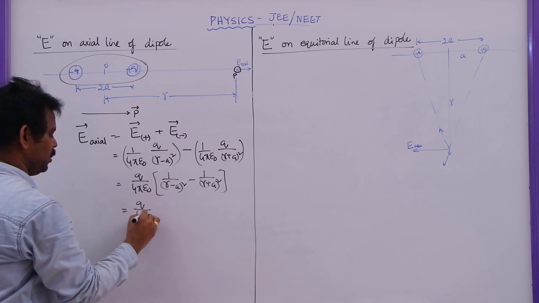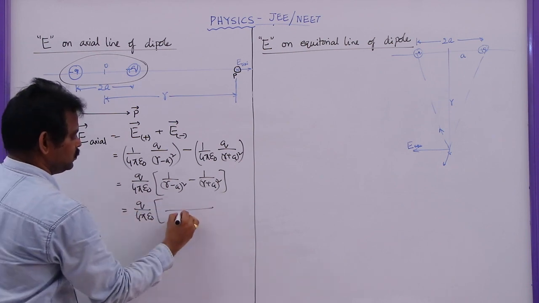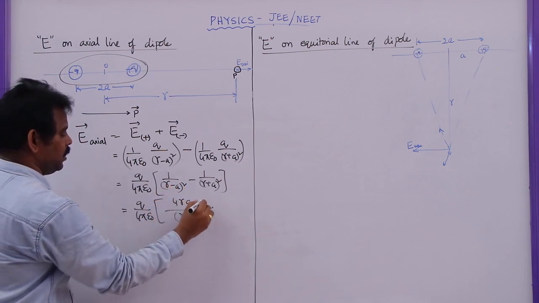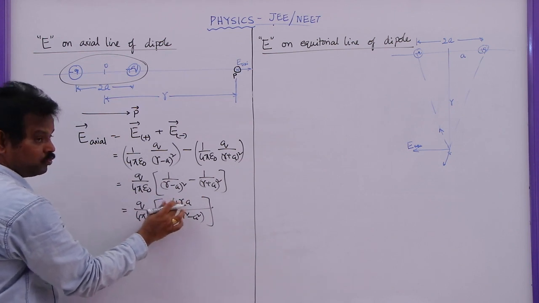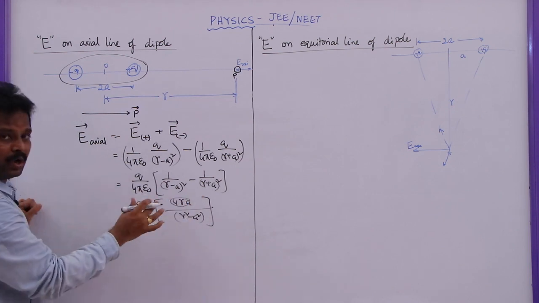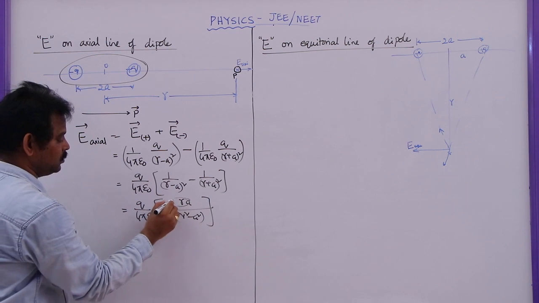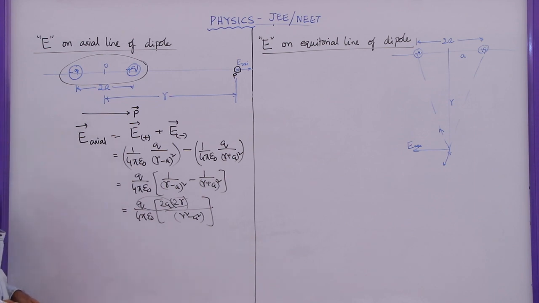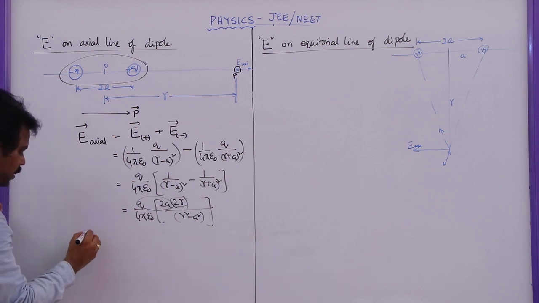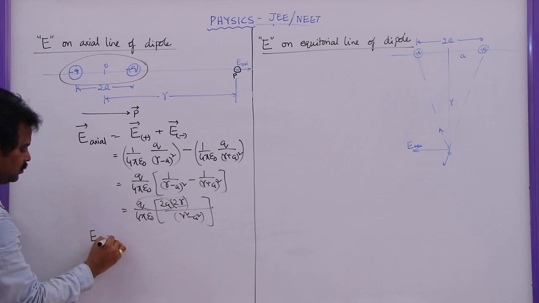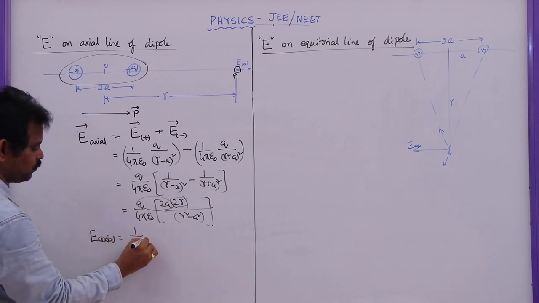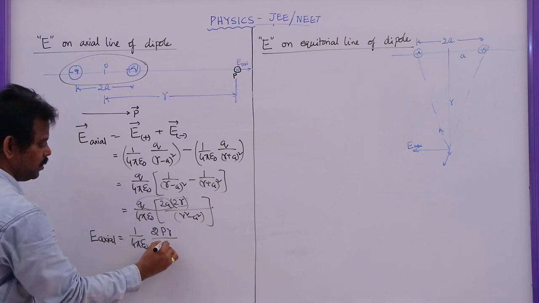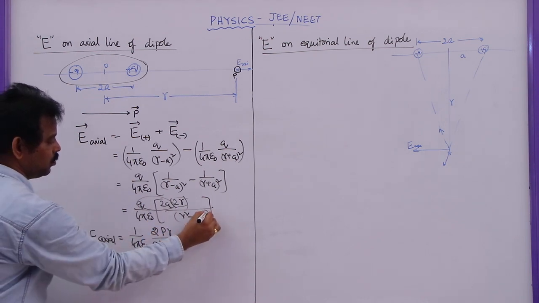So this will be q by 4 pi epsilon naught, R square minus A square whole square in the denominator, and the numerator will be 4RA, which you can write as 2R into 2A. So directly I am writing this as 2R into 2A. But Q into 2A is P. So electric field on axial line is given by E axial equals 1 by 4 pi epsilon naught, 2PR by (R square minus A square) whole square.